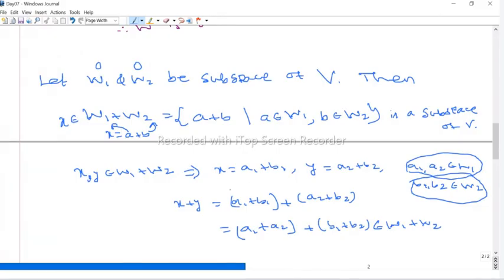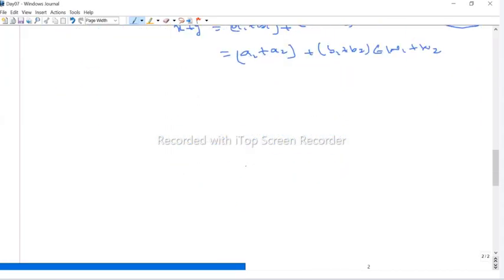Okay, in any vector space, if you take any two subspaces, the sum is a subspace. That is the first property. And next, what about the union and intersection? Suppose we take two subspaces. What about the union? Is it a subspace or not? So suppose that we have a subspace W1 and we have another subspace W2. Now what about W1 intersection W2?